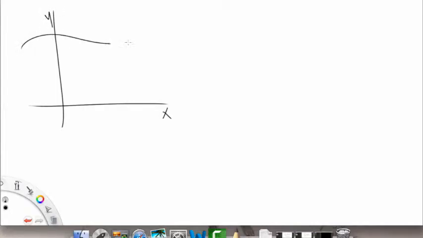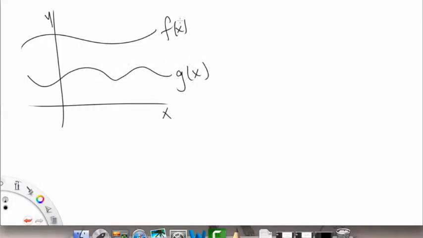I just want to offer another interpretation, if this would make a little bit more sense, just a little more insight here. So here's our x and y axes, and then here's our f of x. That was a very nice curve. And here's our g of x. And again, here's our a and b.